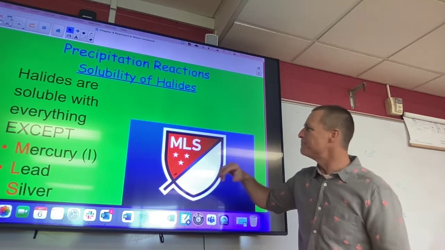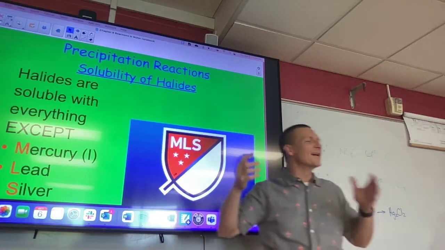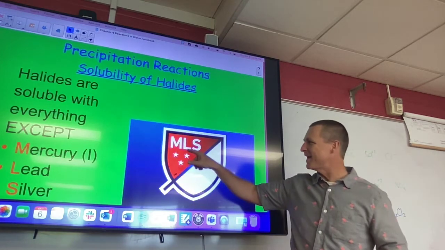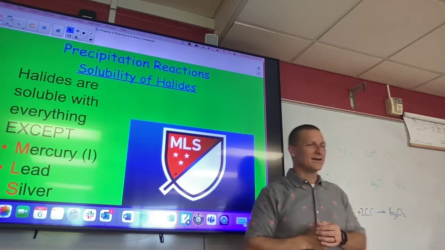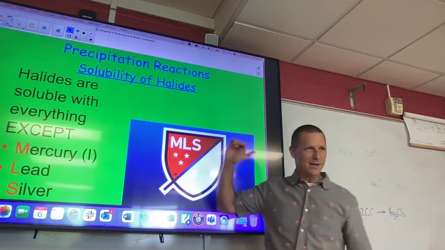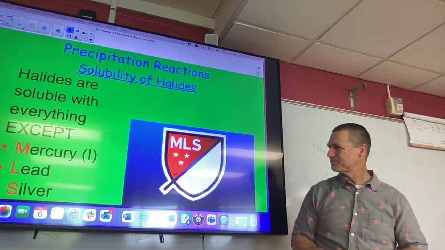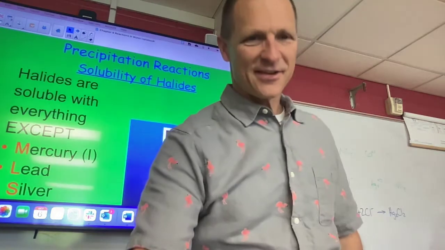So anyway, yeah, Major League Soccer, these are your 3 elements that are insoluble with chloride: mercury, lead, silver. So if you can maybe use this as a memory aid, think Major League Soccer when you're trying to think of the exceptions to the chloride solubility. That's what that's doing there.